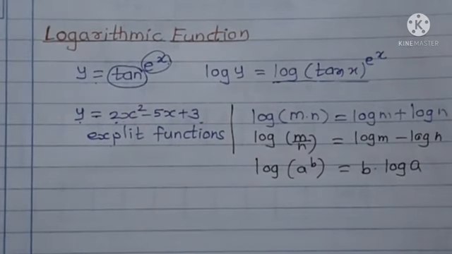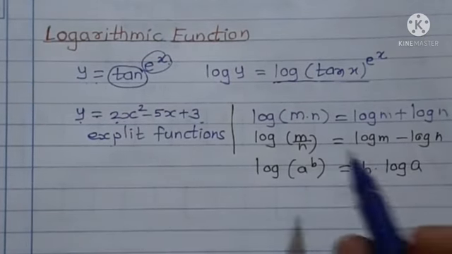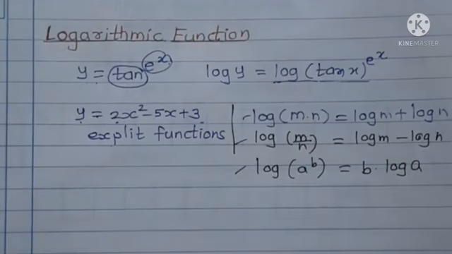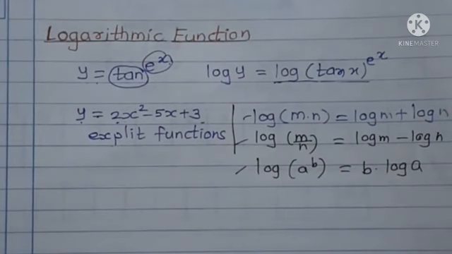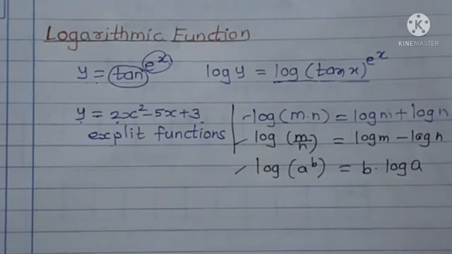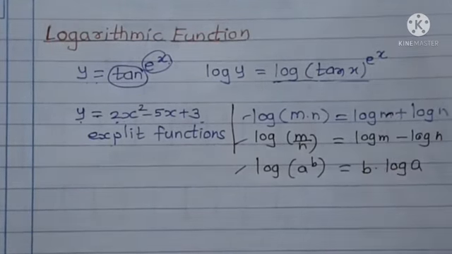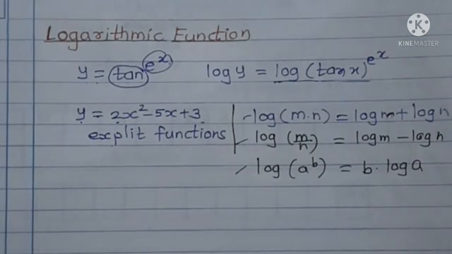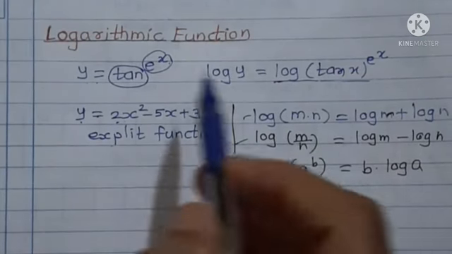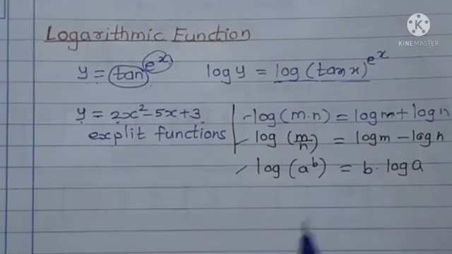For taking the derivative of a logarithmic function, we need these three rules of logarithms. Log of a product is equal to the sum of the logarithms. Log of a quotient is the difference of the logarithms, and log of an exponential function is b into log a. In such type of function we use the logarithmic function.